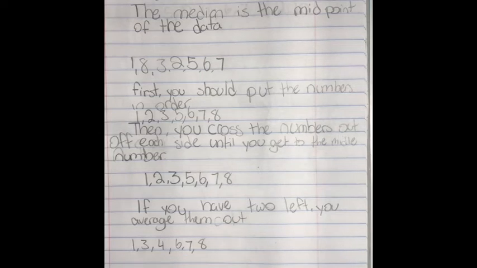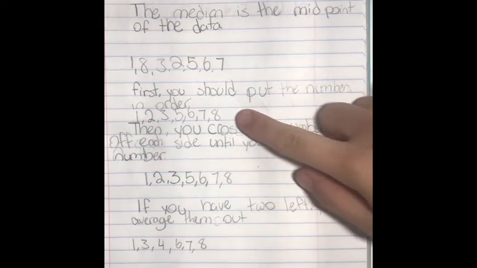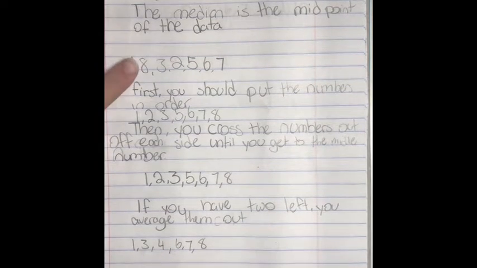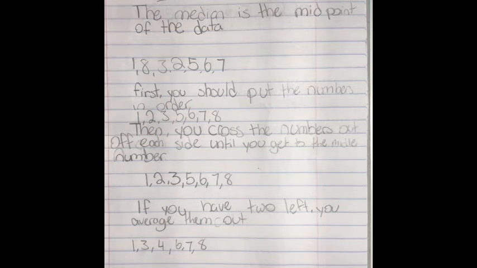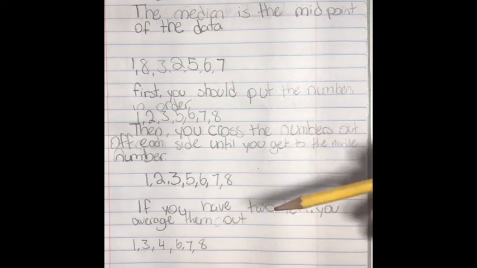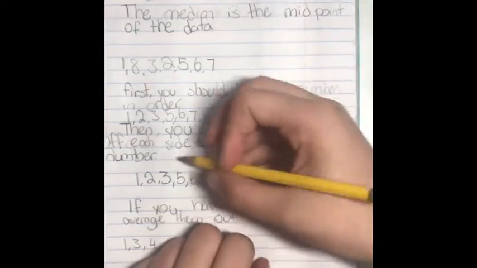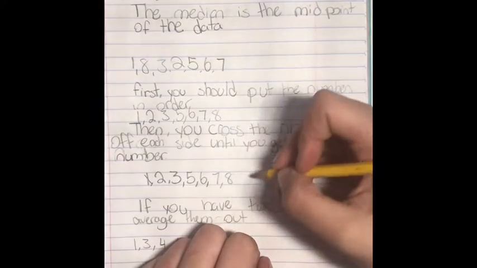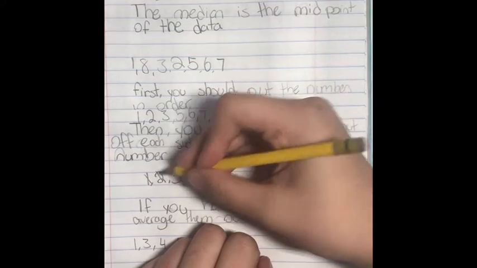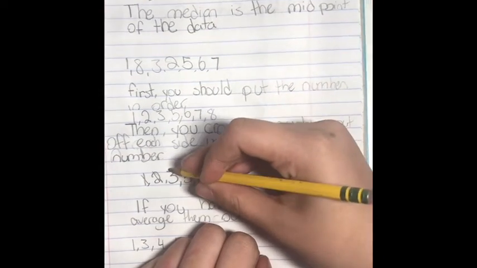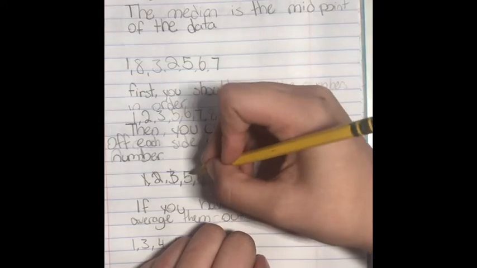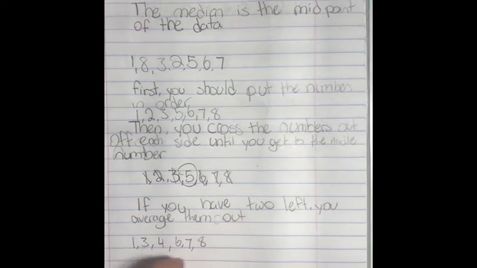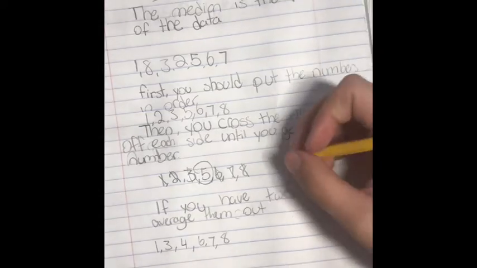I have a few numbers here to represent this. First, you should put the numbers in order, as we did right here. Then you should cross the numbers out from each side until you get to the middle number. So we cross out the 1 and then we cross out the 8, and we just keep going until we get to the middle number, which is 5. So 5 would be our median.